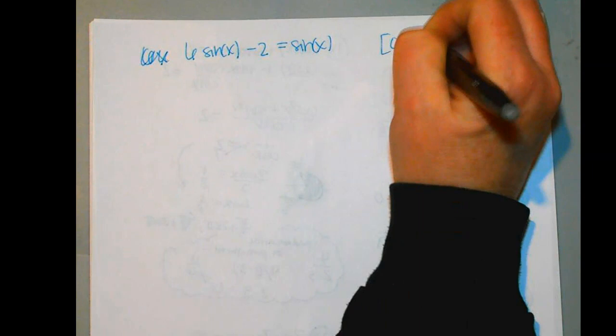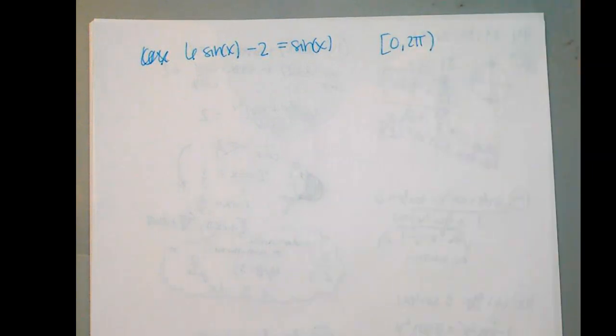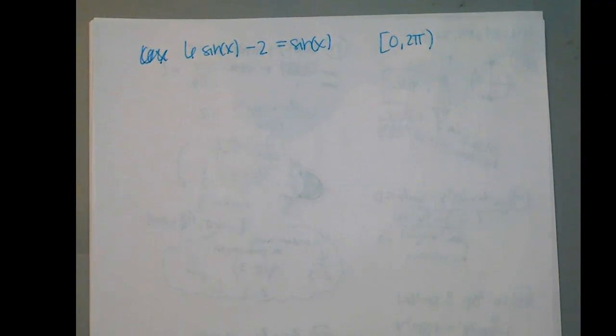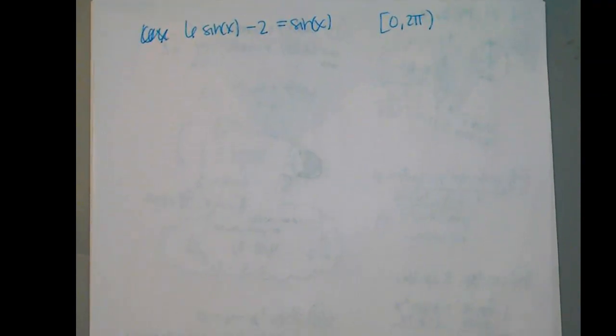Our example for today, because we've got one that has a different kind of answer, is 6 sine of x minus 2 equals sine of x. And we're just asked to do it in one revolution around the unit circle. So we just have to find this one answer. So what we want to do is solve for it and find out what to do if we get it.